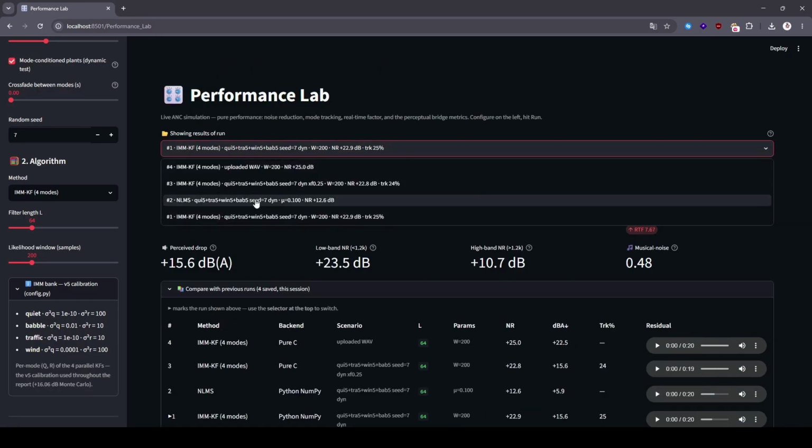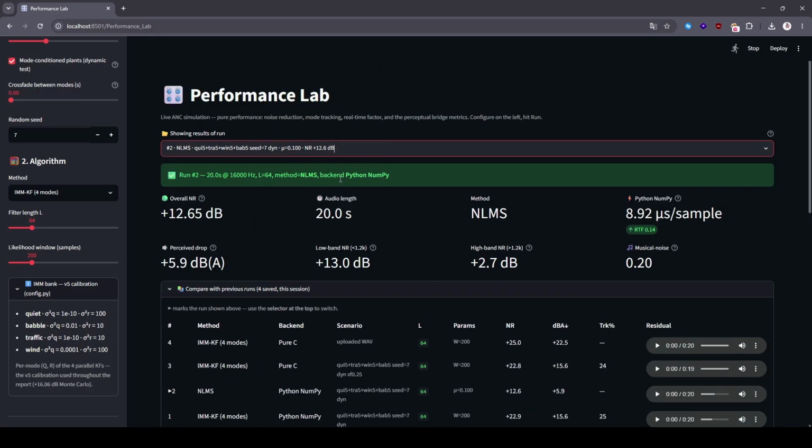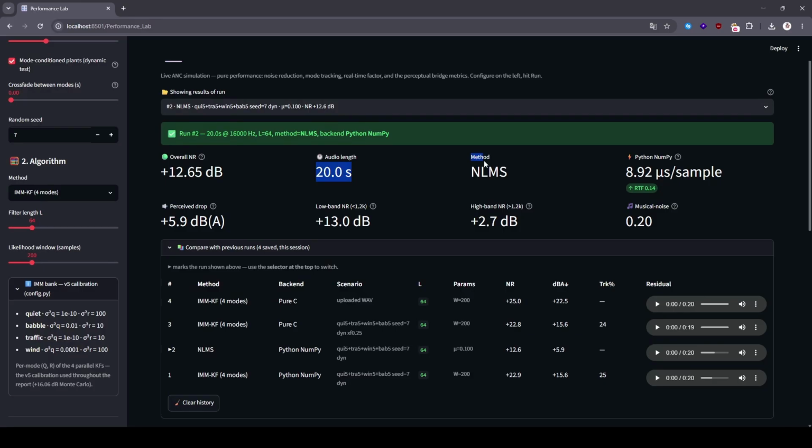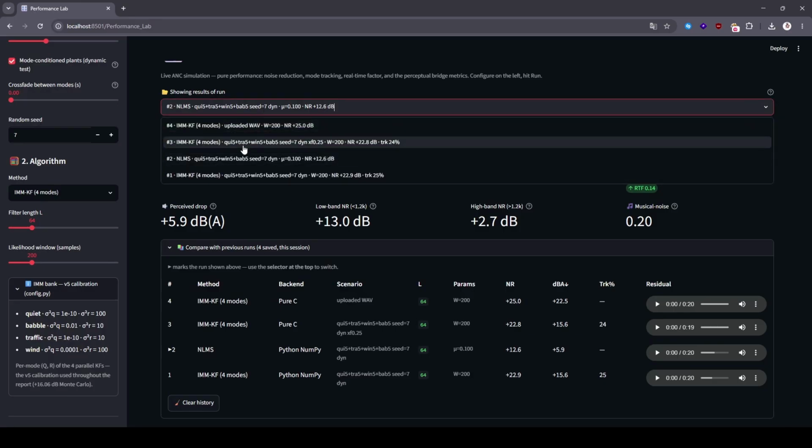and the second run was an LMS with Python backend. It's way faster, but it has less noise reduction. We can see here the methods' noise reduction rates.